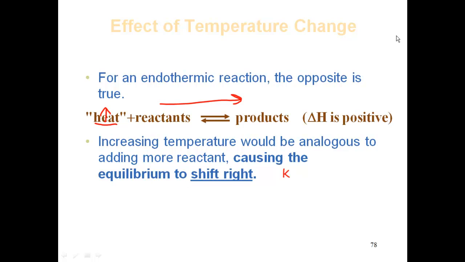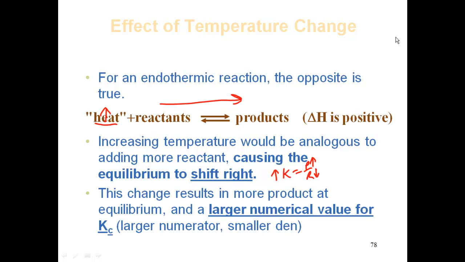Well, what happens to K now? K is products over reactants. If I'm shifting to the right, the concentration of my products is increasing and the concentration of my reactants is decreasing. So overall, what effect would that have? Well, my numerator is increasing, so therefore my K will increase. This change results in more products at equilibrium and a larger numeric value for K.